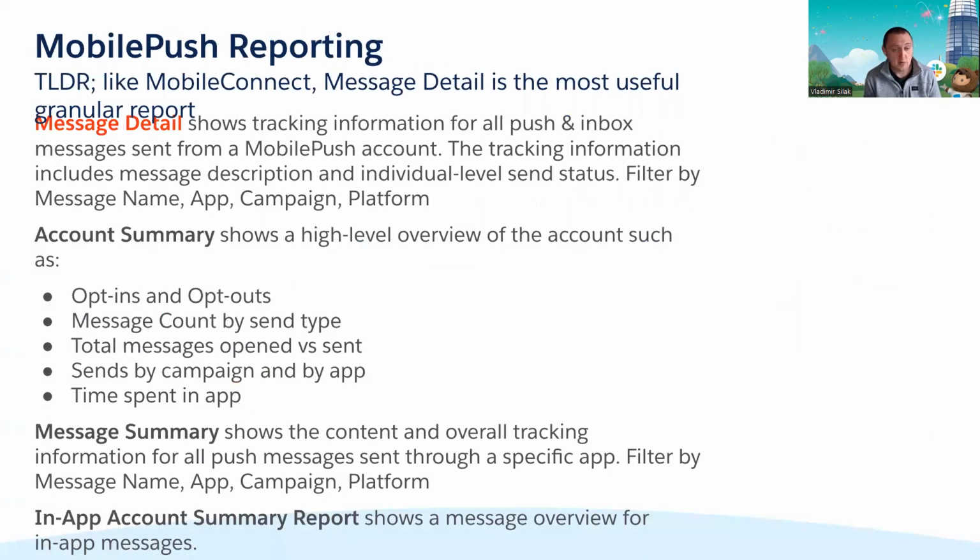Similar to Mobile Connect, and I do apologize, the slide got a bit tweaked as well. Message detail is the most useful granular report. If you ever need to understand opt-ins, opt-outs, and all the other details of the send, it's a fantastic way within the platform to get the data. And because it's in a CSV format, you're free to do whatever you want with that. You can ingest it back into Marketing Cloud.